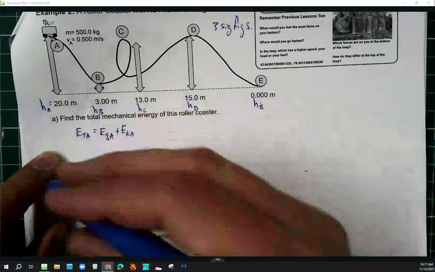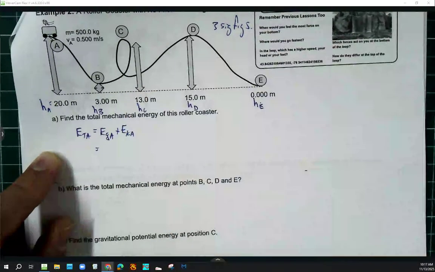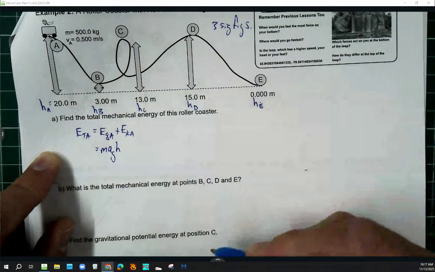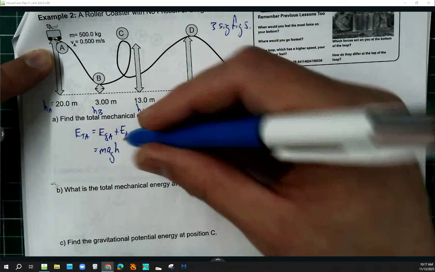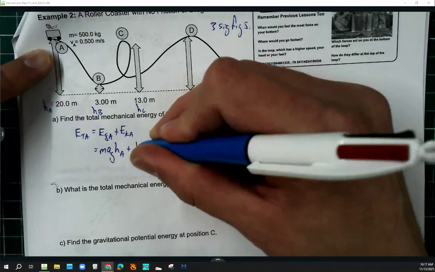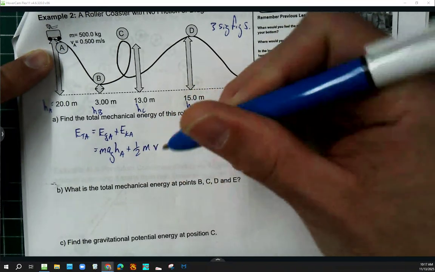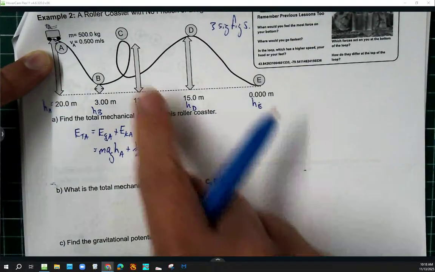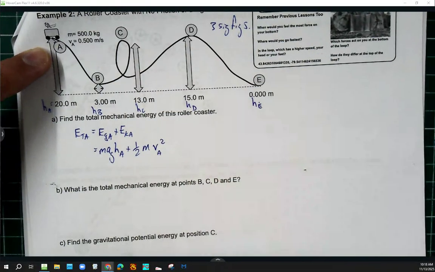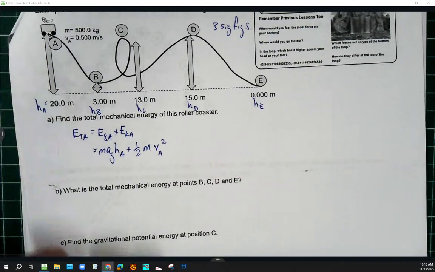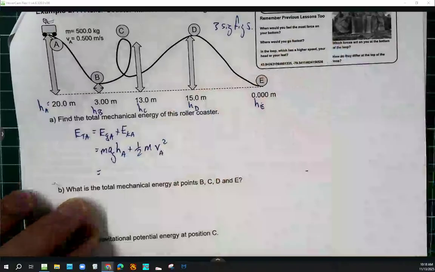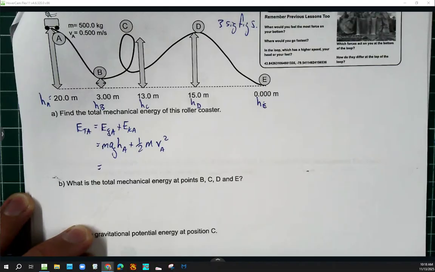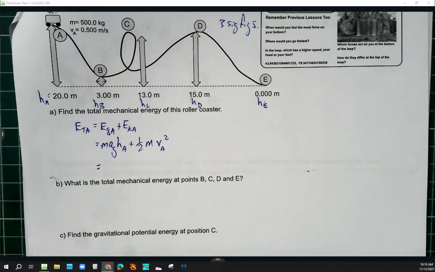No reference frames. So if I figure out the total mechanical energy for this system, I'm talking about mass times acceleration due to gravity times a height where I know the height value. In this case, I know the height at position A, plus 1/2 m v squared, if I happen to know the speed at the same location, which I do, I know the speed at position A. I don't know the speed at any of these other locations, at least not yet, right? So I have enough information to figure out the total mechanical energy at position A. And so that's why I'm picking on position A, because I know the mass, I know the height at A, and I know the speed at A. So I can pull all the pieces of the puzzle together.